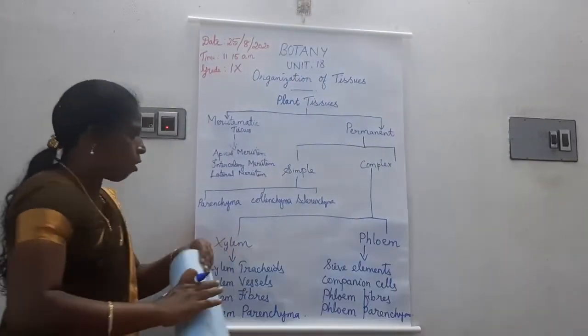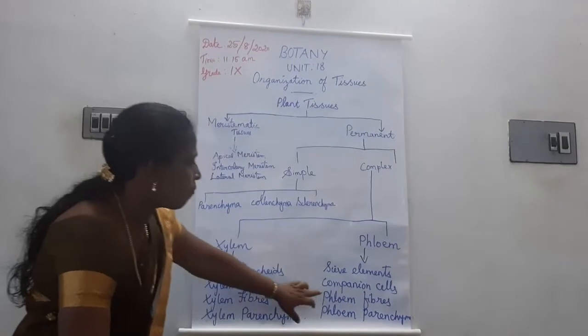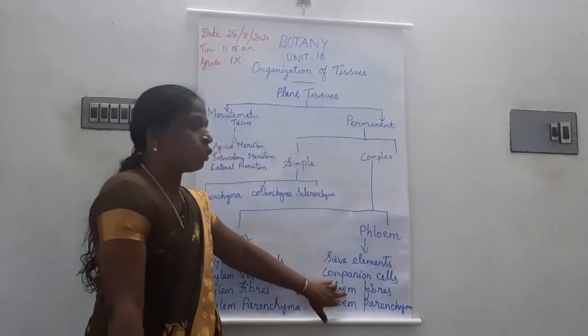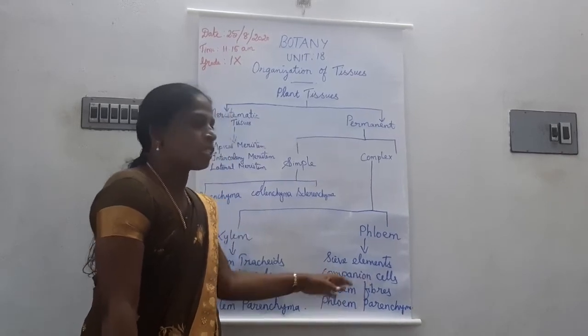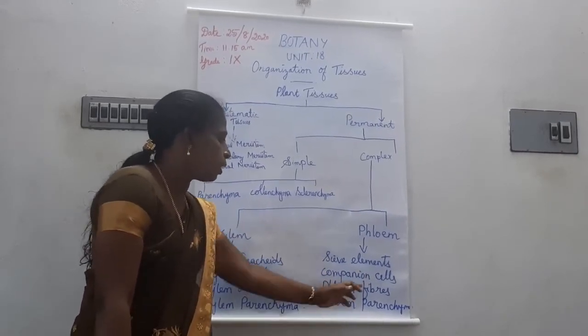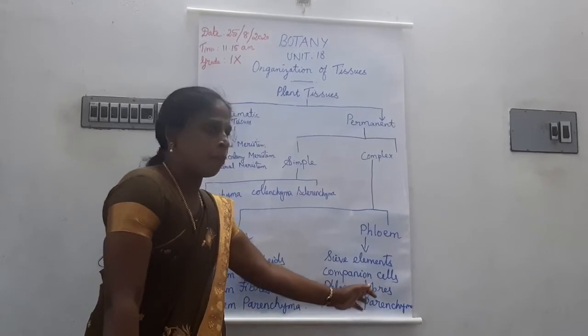Next one is phloem fibers. The phloem fibers are a dead tissue. They consist of sclerenchymatous tissue. The sclerenchymatous tissues along with the phloem are called phloem fibers.